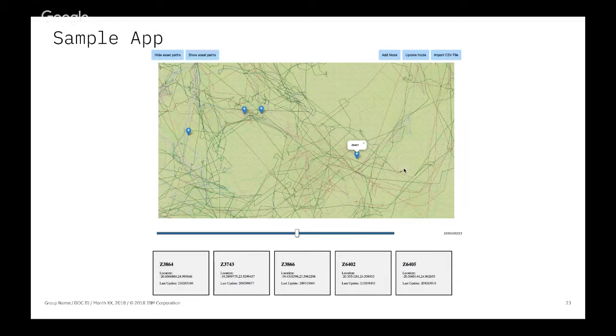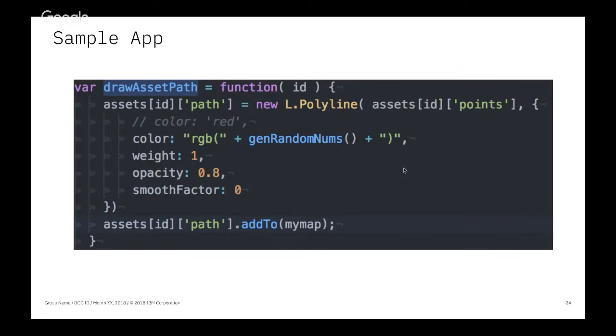And also clicking show asset paths will essentially draw a line for each registered asset. So that basically shows their path or their previous locations. This is done by calling the draw asset path method. It takes that array of various longitude, latitude points that we generated earlier, and it creates what's called a leaflet polyline. And then once that polyline is generated, it's added to the map on this last line here.